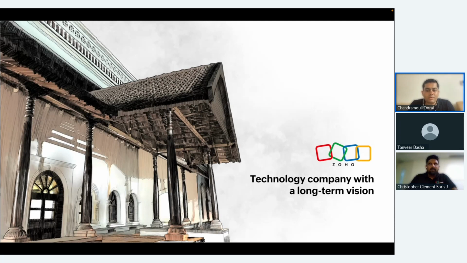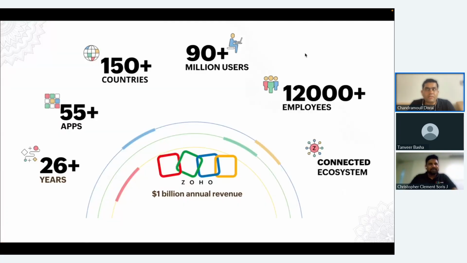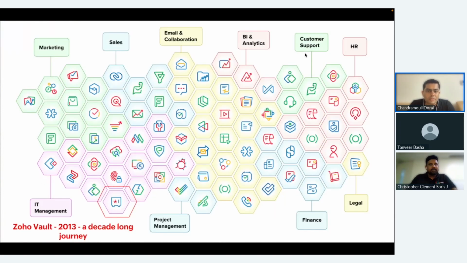Zoho is a technology company with a long-term vision. We have been in the software business for over 25 years. We have apps in all major categories, 90 million users, and 12,000 employees, with offices in over 15 different countries across the globe. This is a quick snapshot of the Zoho apps and the Zoho ecosystem, starting with our CRM, finance, and HRMS. You name any category, there is a Zoho app for you.